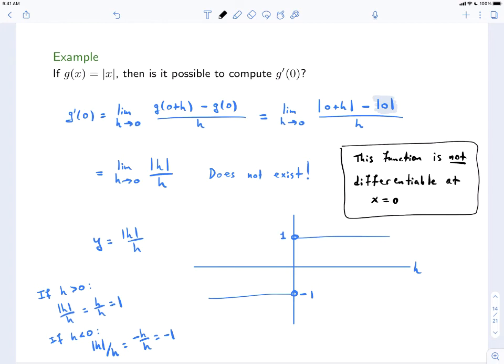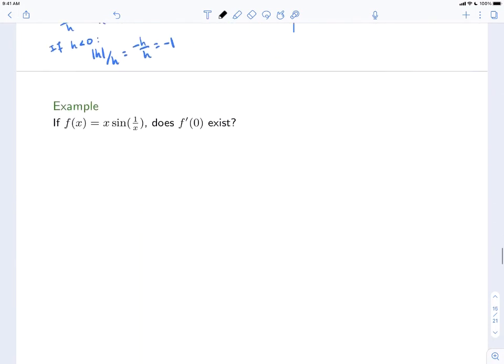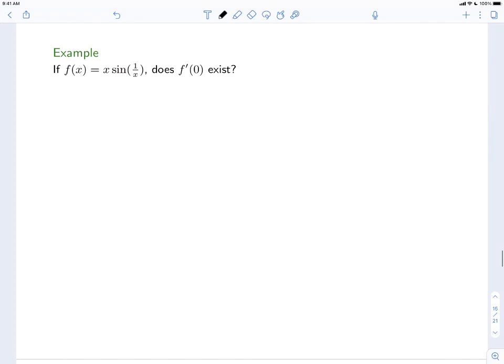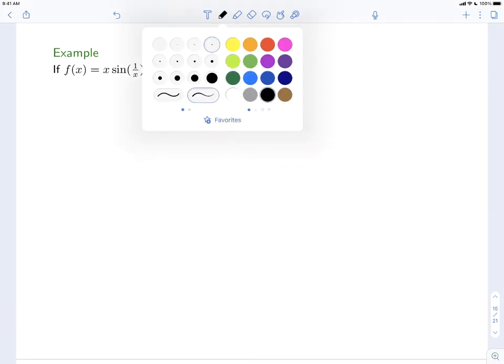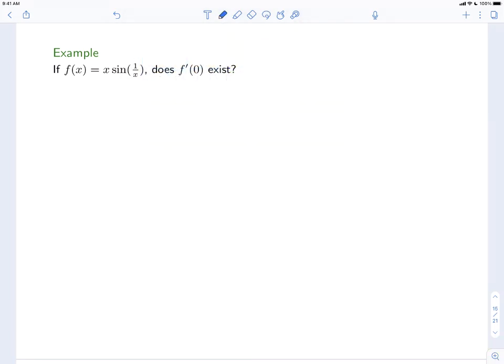So not all functions can be differentiated at every point. Let's look at another example. If f at x equals x times sine of 1 over x, does f prime of 0 exist? Well, let's try to compute it and see what happens. f prime of 0 is equal to the limit as h goes to 0 of f at 0 plus h minus f at 0 divided by h.